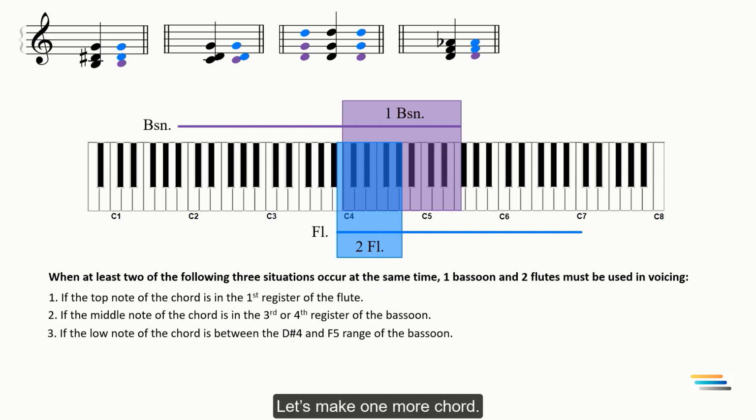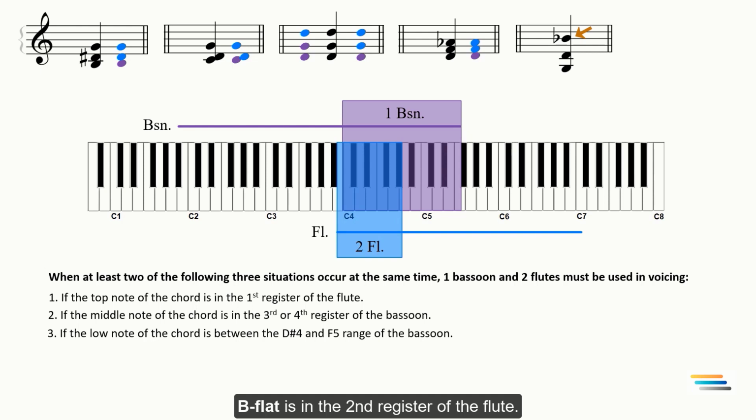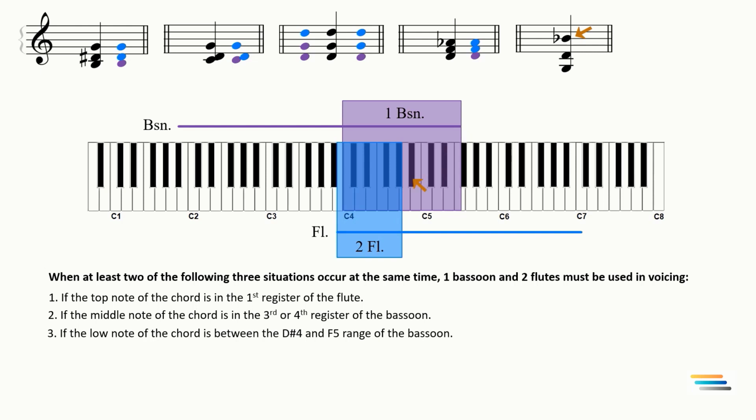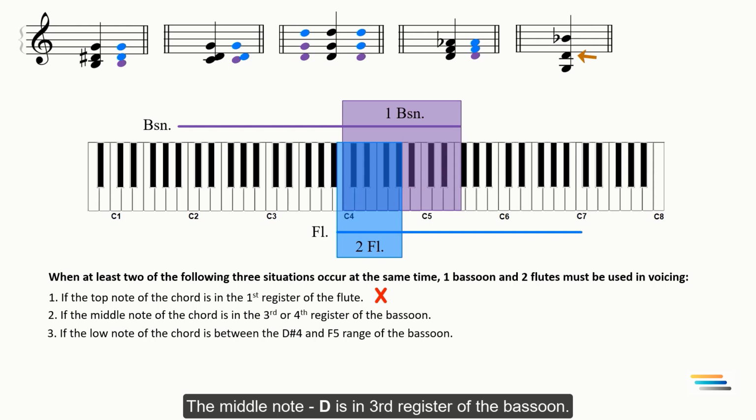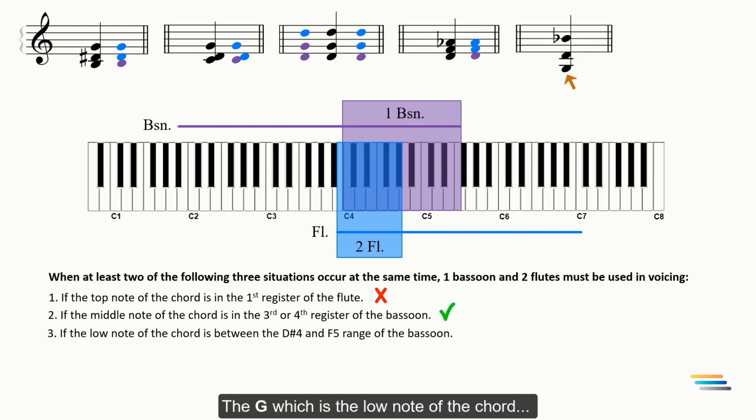Let's make one more chord. The next chord is G minor in open position. B flat is in the second register of the flute. The middle note, D, is in the third register of the bassoon. The G, which is the low note of the chord, is out of the D sharp 4 and the F5 range of the bassoon.